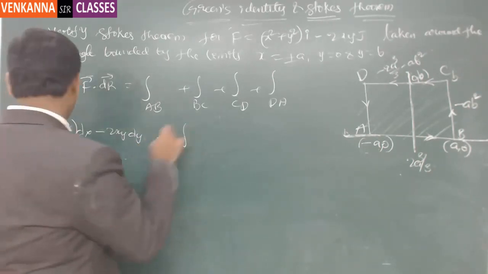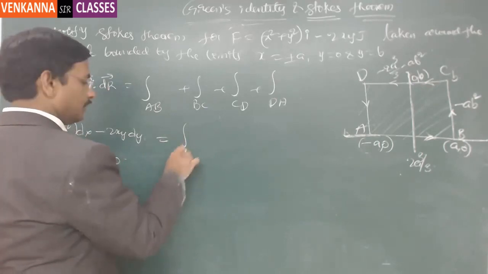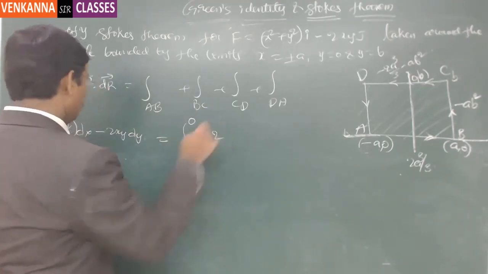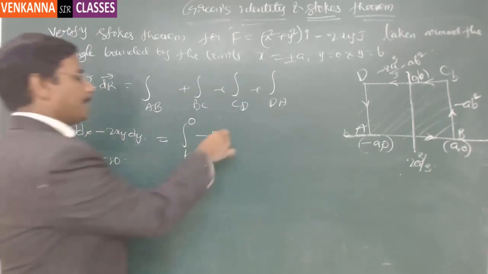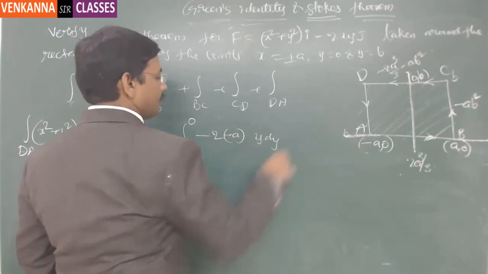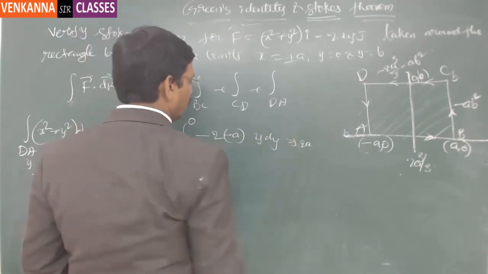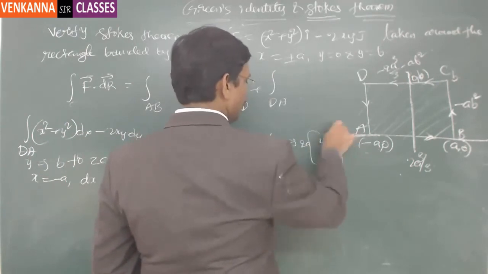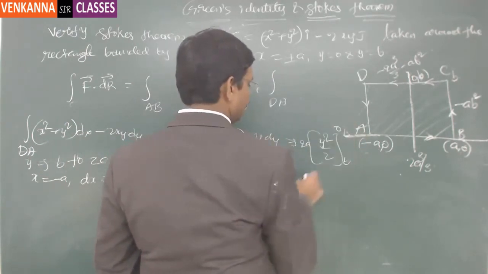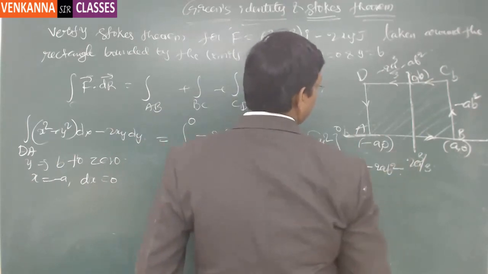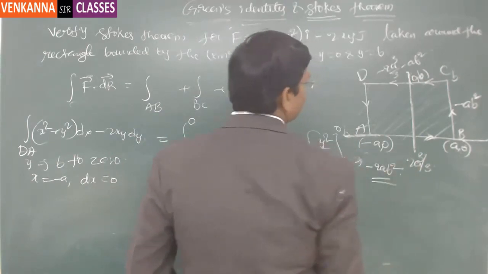So y is varying from b to 0, and we have minus 2 into x value, which is minus a, and then y dy. So you can take 2a out, and then y square by 2, with upper limit 0 and lower limit b. So this is minus 2a b square. Got it?